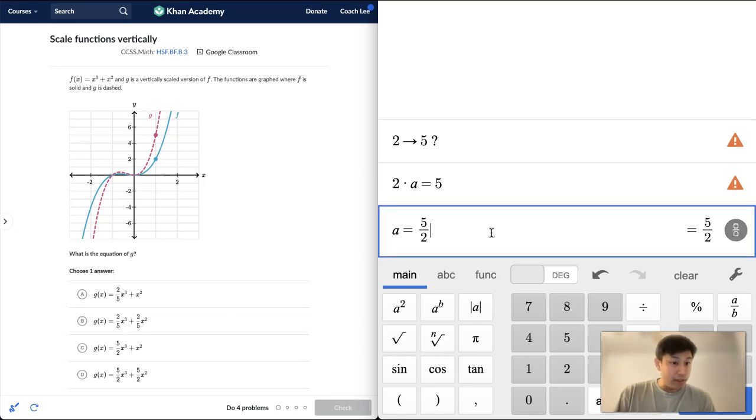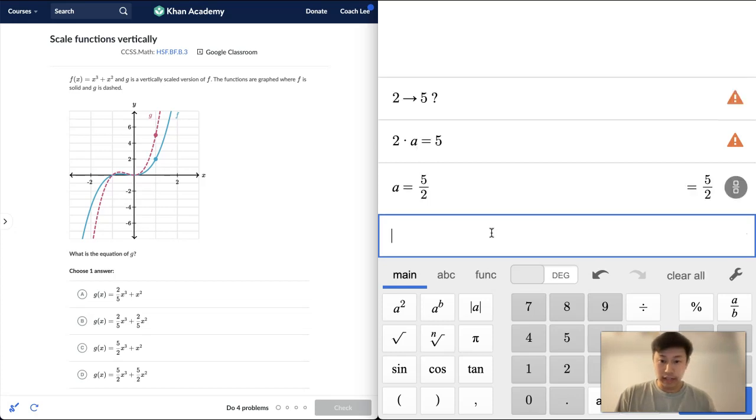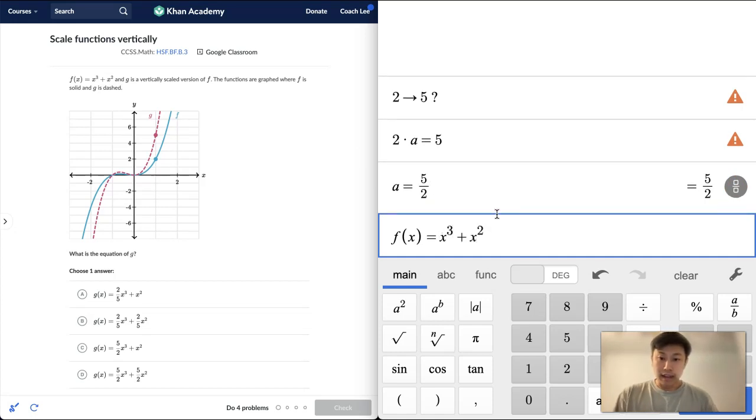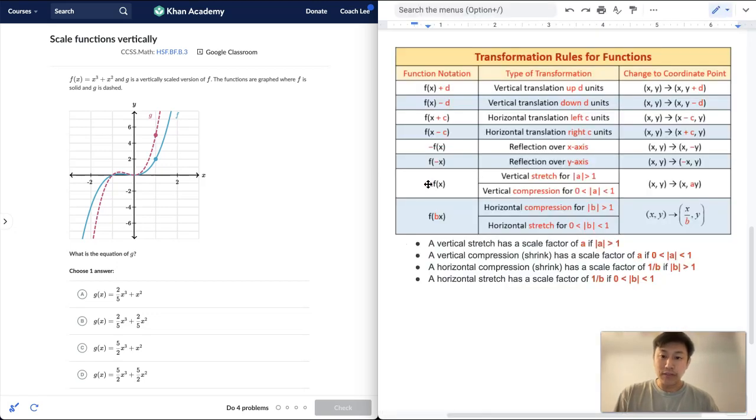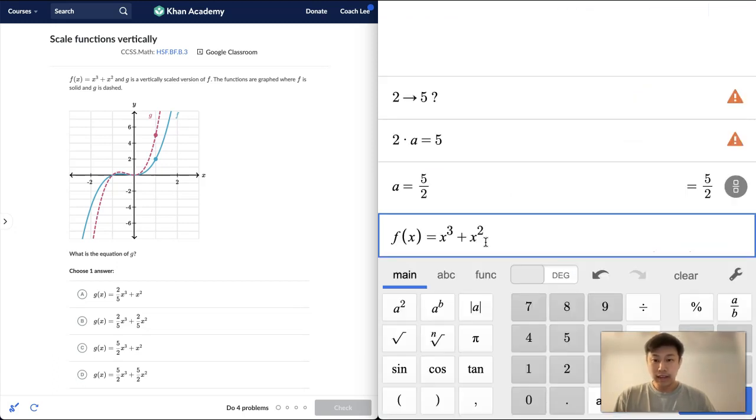And let's figure out how to write this whole g of x function. I'm going to start with f of x. They give it to us right here. It's x cubed plus x squared, so I'm just going to copy that over. And very important, I'm going to go back to our notes. You have to take the multiplier and multiply it by the entirety of f of x. So that's important. That means I'm going to copy this over.